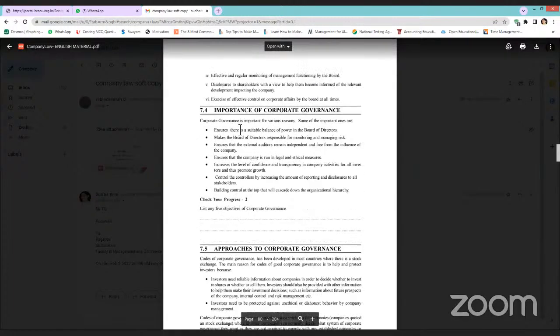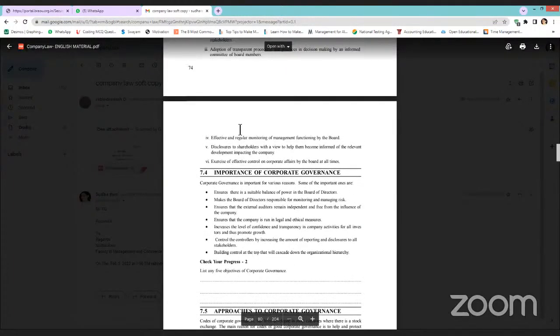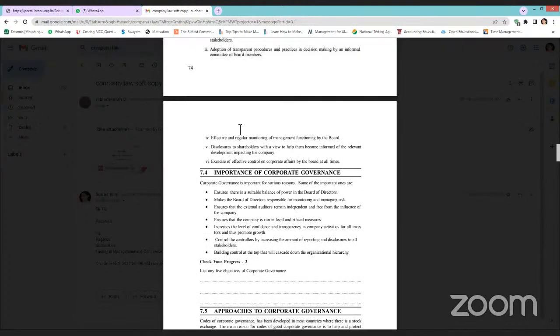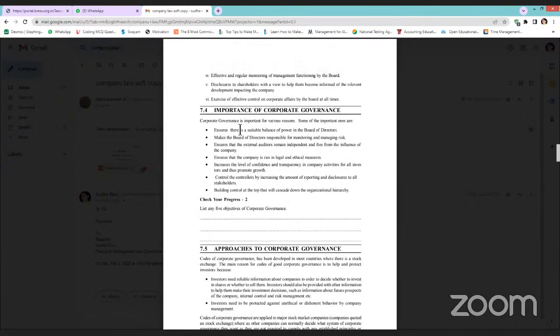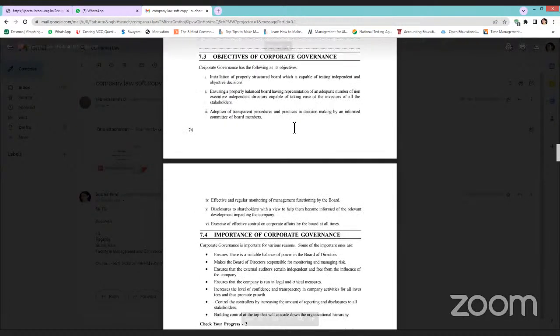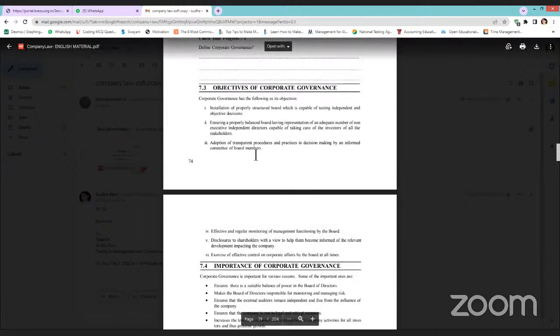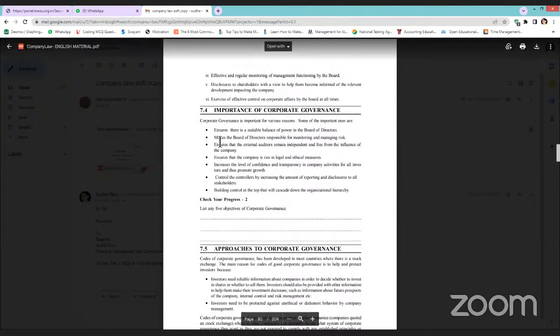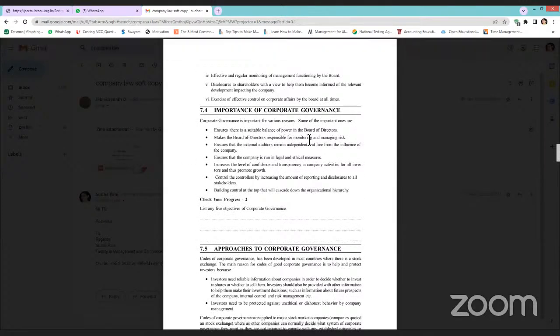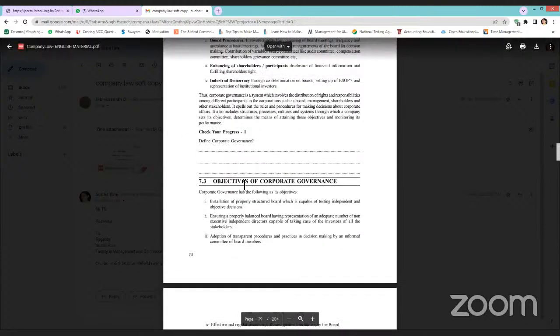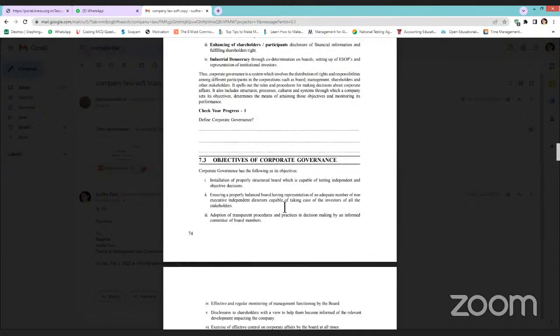The next one is, whatever objectives we discussed, those only in a different tone come under the importance of corporate governance. Look at this once. Ensure there is a suitable balance of power in the board of directors. That is the balanced structure, right? Next, it makes the board of directors responsible for monitoring and managing risk. That is a properly structured board capable of taking independent, objective decisions.